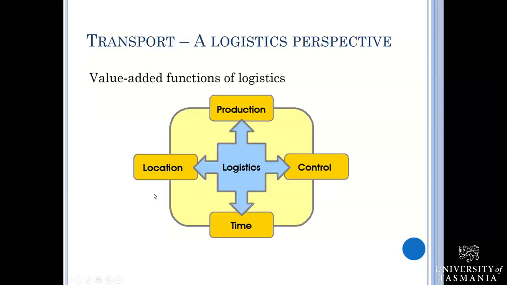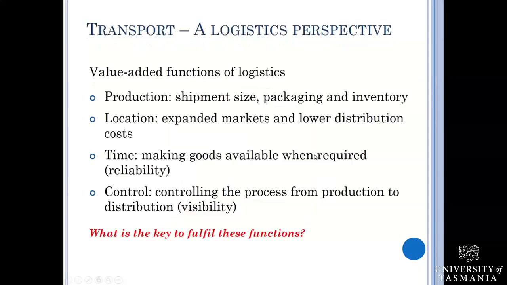Now we have production, location, time, and control. Production we mentioned a few times already in this unit. At a very high level, larger scale, we're talking about concentration of production, specialization of production, etc. But if you look at it more locally, production means shipment size and even order size, the packaging side, and the inventory. Now, what does this have to do with logistics?